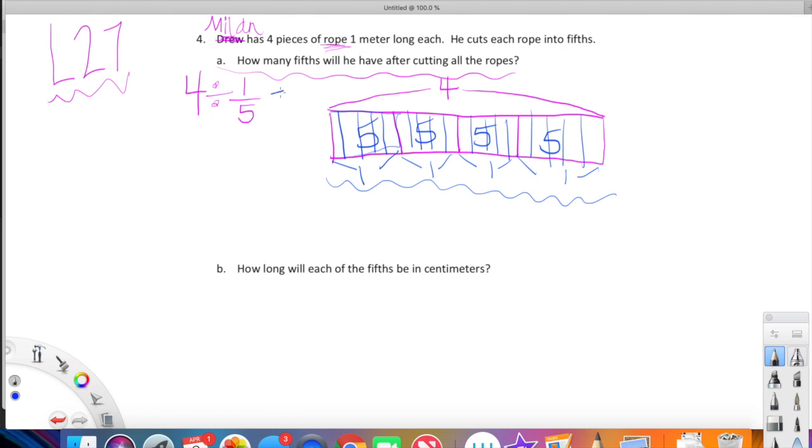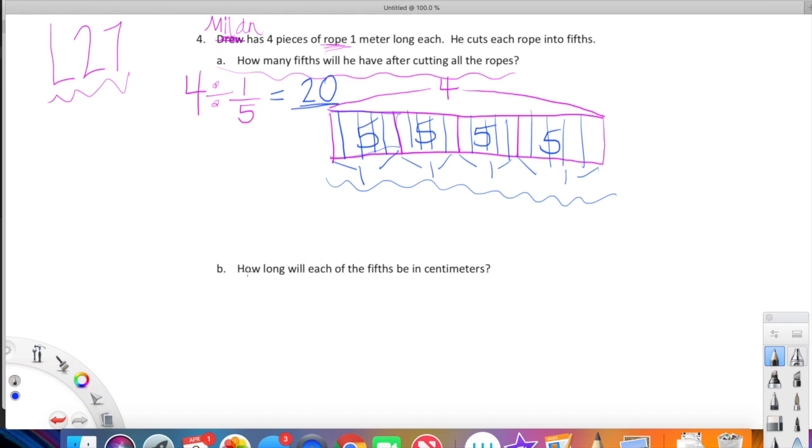So four divided by one-fifth, how many fifths will he have after cutting all the ropes? He will have 20, because what we're doing, you guys, is finding five copies of four. We have one, two, three, four units, and we slice each of those four units into five. So he will have 20 fifths.